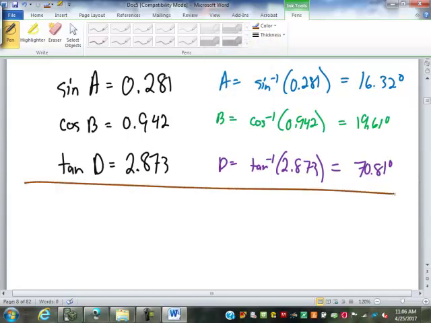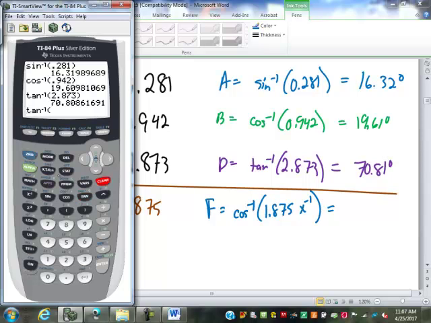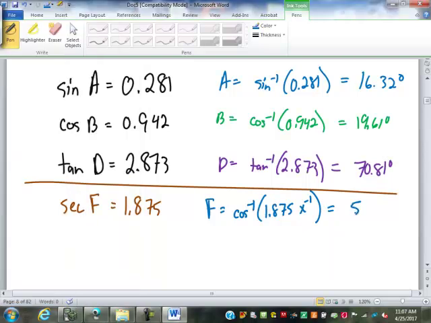But let's throw the wrench in the system. Let's say the secant of angle F is 1.875. How do I find angle F? Secant goes with cosine, so I'm going to do an inverse cosine, 1.875. Now here's the difference. I put my reciprocal inside before I close the parentheses. So I do second cosine, oops, clear that out. Second cosine, 1.875. Hit my reciprocal, and then I close the parentheses. 57.77 degrees.